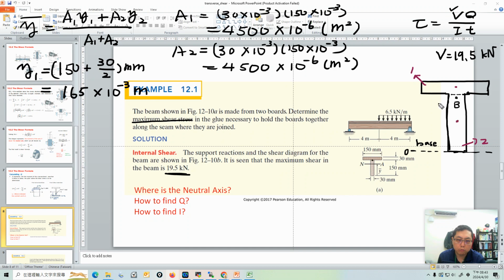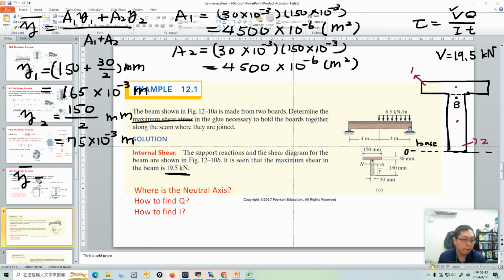So what's the y2? Y2, I think here is 150 millimeter. So y2 is just 150 millimeter divided by 2. So it's 75 times 10 to the power minus 3 m. Okay, so we have y1, y2, a1, and a2. So what's the y bar?